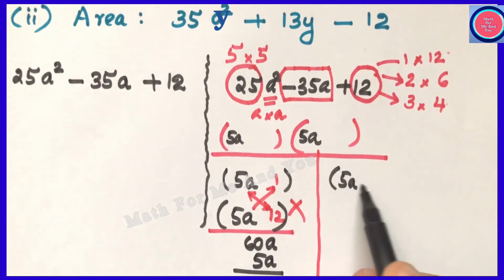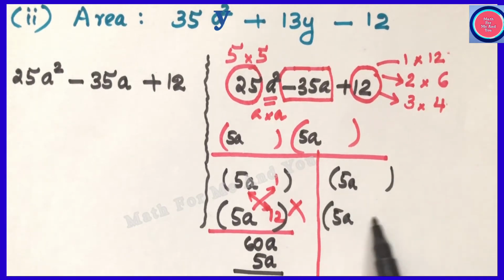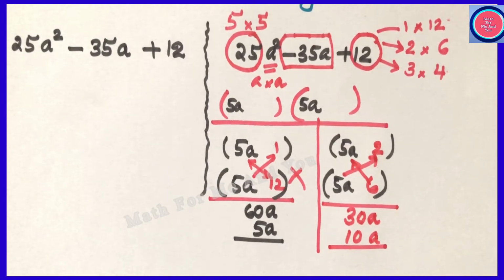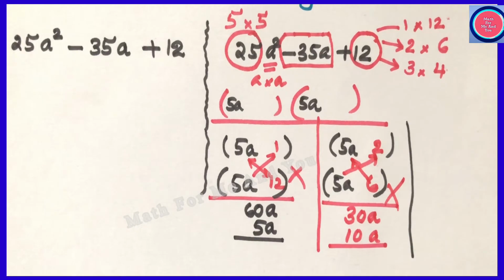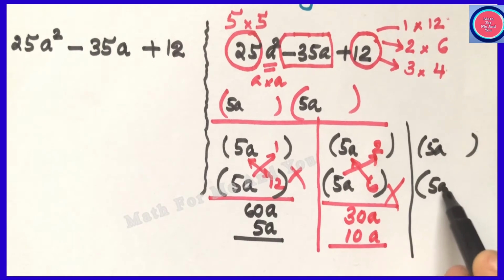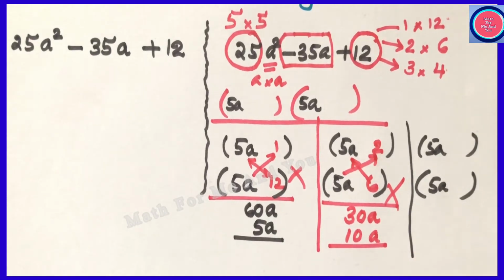Next pair 2 and 6. We are going to check whether 2 and 6 are the correct numbers or not. 5a with 2, 5a with 6. Cross multiply and check. 5a times 6 is 30a. 5a times 2 is 10a. Sum is 40a and difference is 20a. That means this sum or difference is not 35. 2 and 6 are not matching numbers. Next we try the third pair, that is 3 and 4 with 5a. 5a with the number 3, 5a with the number 4.